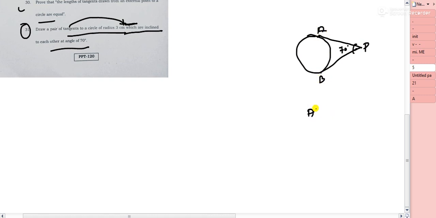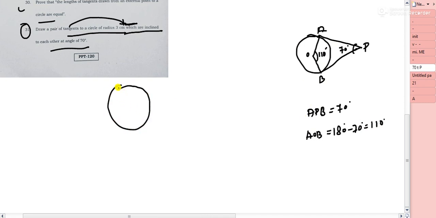So angle APB is how much? They have given as per data. It is 70. But we need to find the angle. If this is O, we need to find AOB. That will be 180 minus 70, and that is equal to 110. So this value is equal to 110. Understood? So this you have to do first. Then draw a circle of radius 3 centimeter. I am doing it roughly. So 3, like this you can mark a line towards the downside. Now keep your protractor and measure the angle of 110.